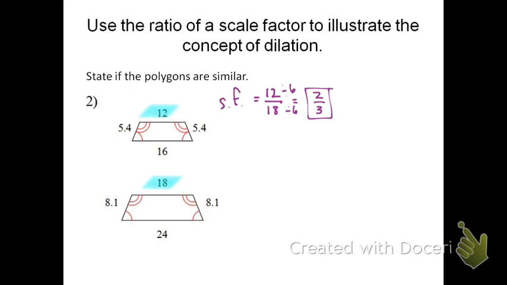Now, if we compare a couple other sides, let's say 16 and 24. If we take 16 divided by 24, both of these are divisible.